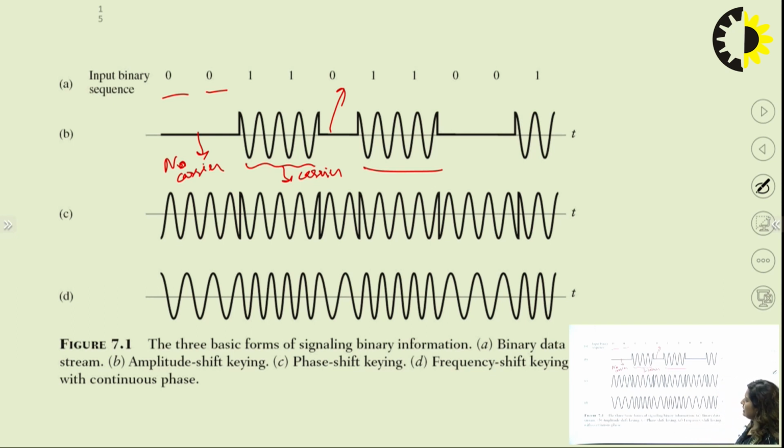In the case of FSK, or frequency shift keying, we have a low frequency and a high frequency. Wherever the data bit is 1, the frequency is higher. Wherever the data bit is 0, the frequency is lower. Similarly, in PSK, phase shift keying, whenever there is a transition from 0 to 1 or 1 to 0, there is a phase change of pi. So here we can see that the phase change of pi will occur.